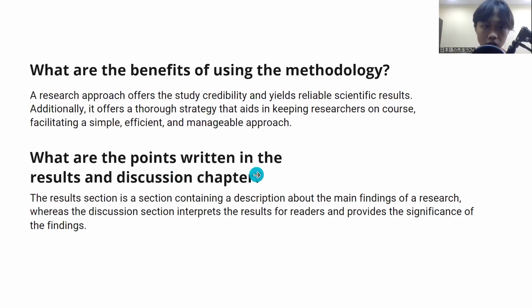And the next question is, what are the points written in the results and discussion paper? The results section is a section containing a description of the main findings of a research, whereas the discussion section interprets the results for readers and provides the significance of the findings.